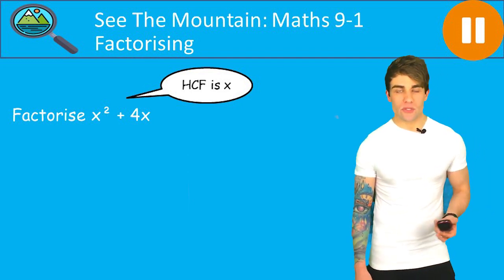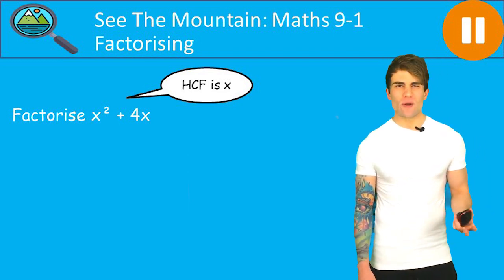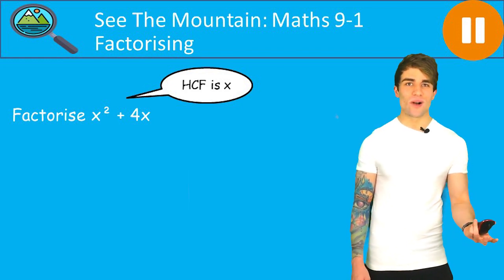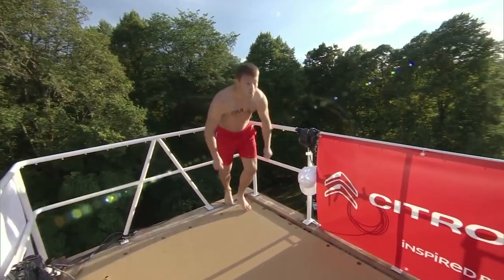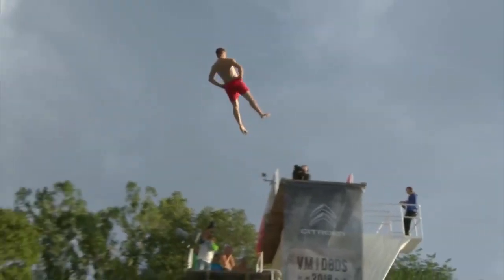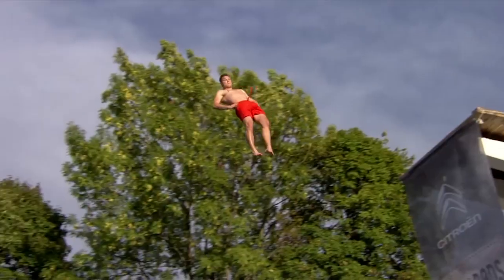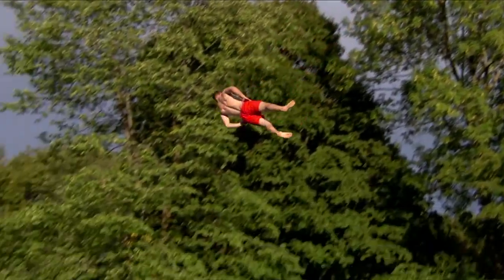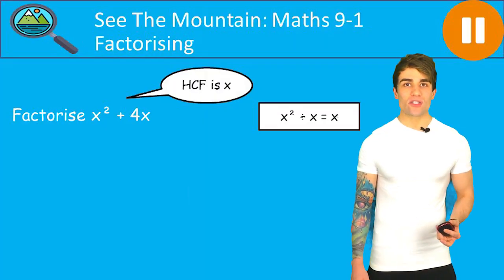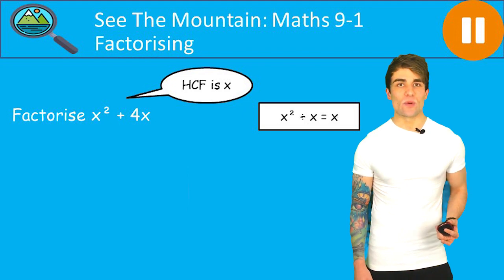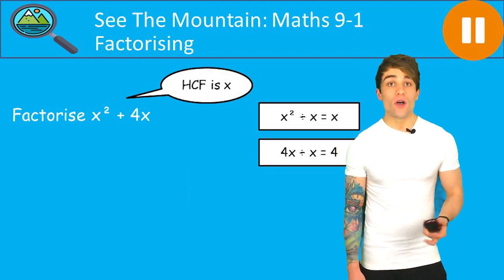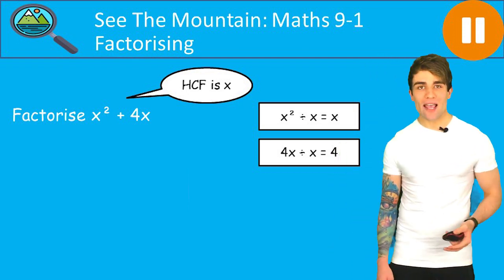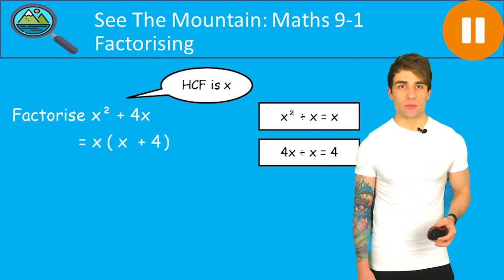Okay, so with x squared plus 4x, you should have noticed we don't actually have a number value next to the x squared, so we're going to dive straight into the expression. So x squared divided by x leaves us with x, and then 4x divided by x leaves us with 4. Luckily now we can take x outside that bracket, and then inside the bracket is x plus 4.